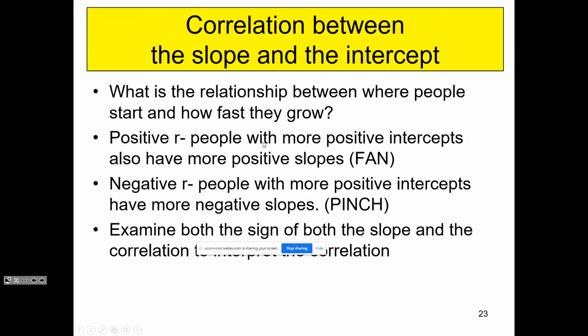And again, if we code things or center things so that the latent intercept is where people start, then that correlation between the slope and the intercept is telling us what's the relationship between where people start and how fast they grow. And if you're a developmentalist, that's super interesting, right? A positive correlation would say, okay, people who start higher, they grow faster. Actually, I have a picture of this, so let me.